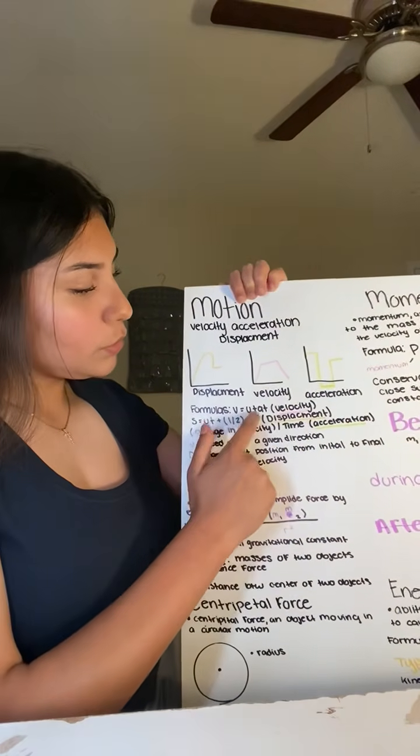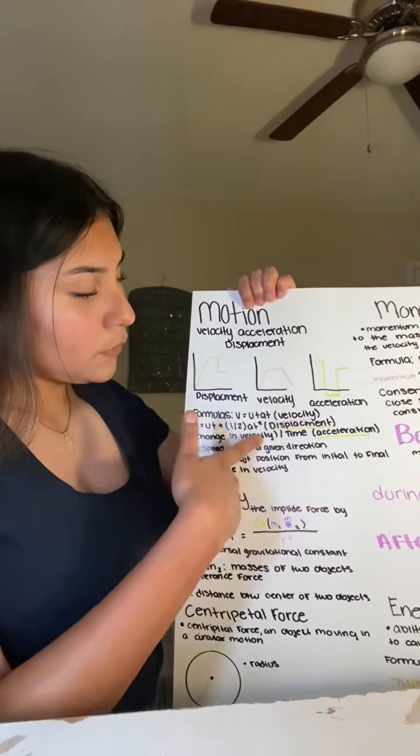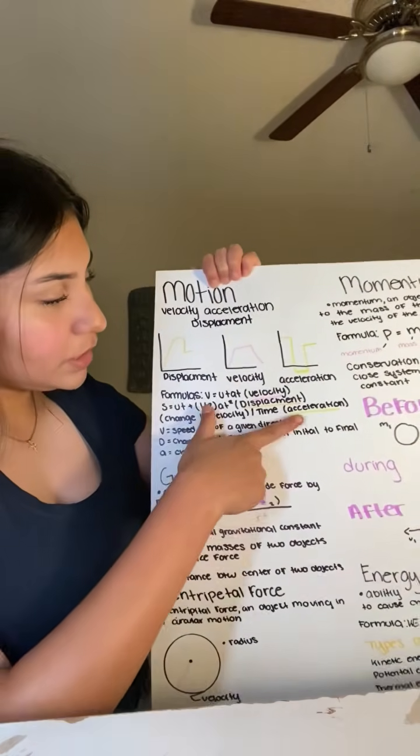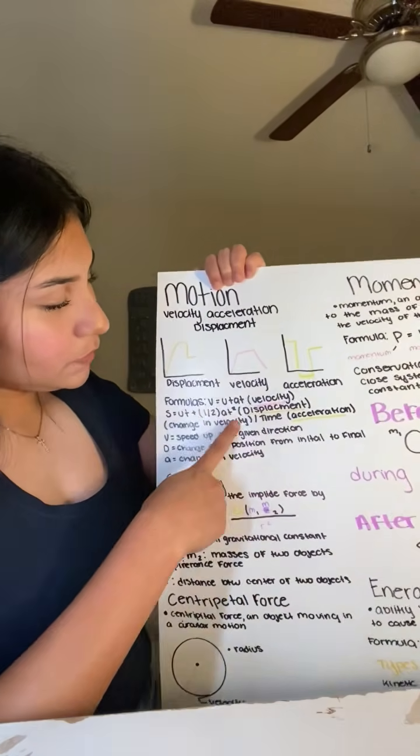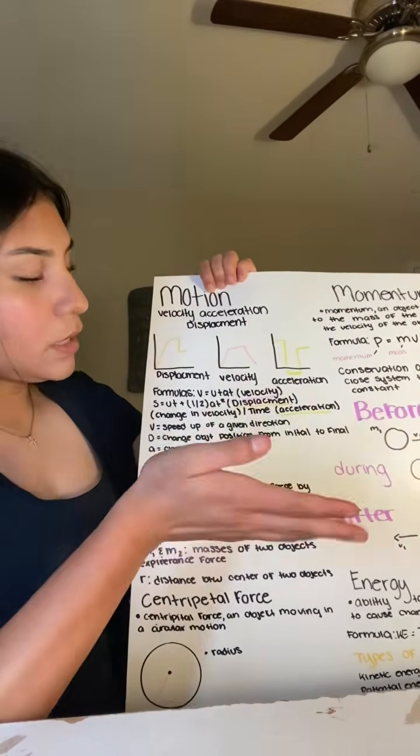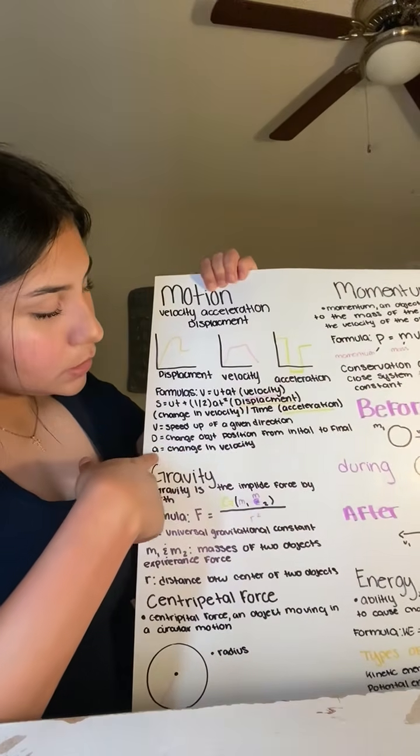Velocity is v equals u plus a times t, and displacement is s equals ut plus 1/2 times acceleration times t squared. Acceleration is change in velocity over time. Velocity stands for speed in any given direction. Displacement is change in position from initial to final. And acceleration is change in velocity.